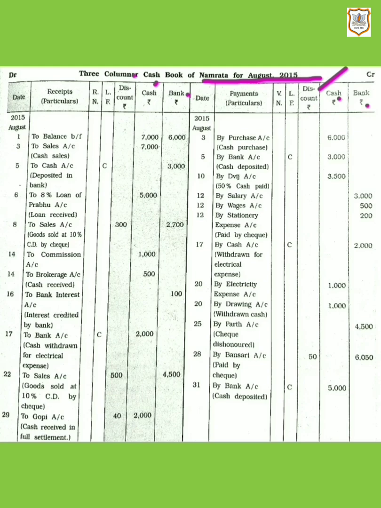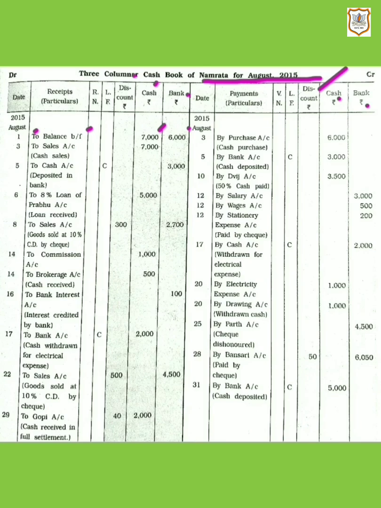So let's start with the first transaction. Here we will start with the opening cash balance and opening bank balance. As it is opening cash balance and bank balance, we will record it on the debit side or receipt side of the cash book. So here we will write the date first, August 1st, To Balance Brought Forward. In the cash column, the opening cash balance will be written, that is 7,000, and in the bank column, the opening bank balance will be written, that is 6,000.